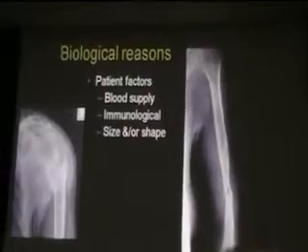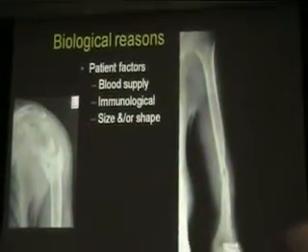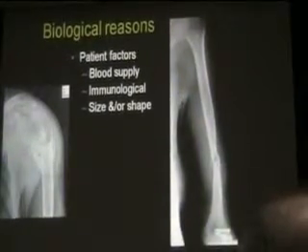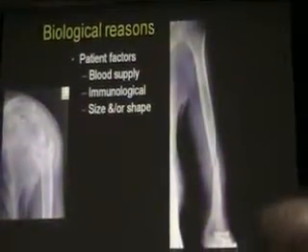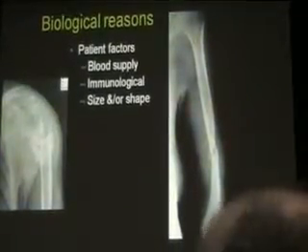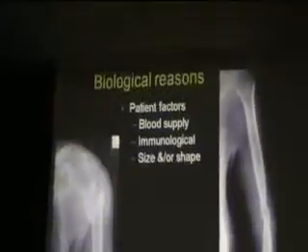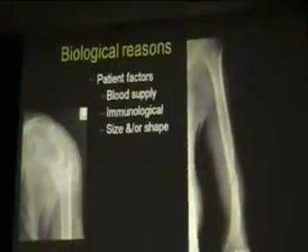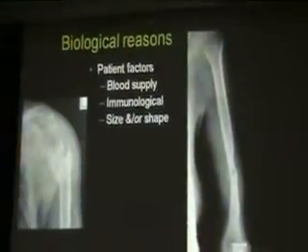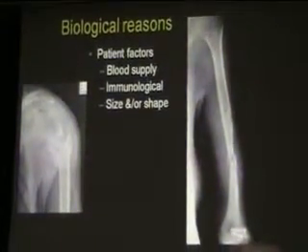There may be lots of biological reasons. And these can be broken down into three factors. Factors that affect the patient that you can have very little influence over. So the patient, for reasons beyond your control, has a poor blood supply to that area. As Graham alluded to, there may be something wrong with the immunology of that patient. They're immunosuppressed either for disease processes they have or the treatment of those disease processes.